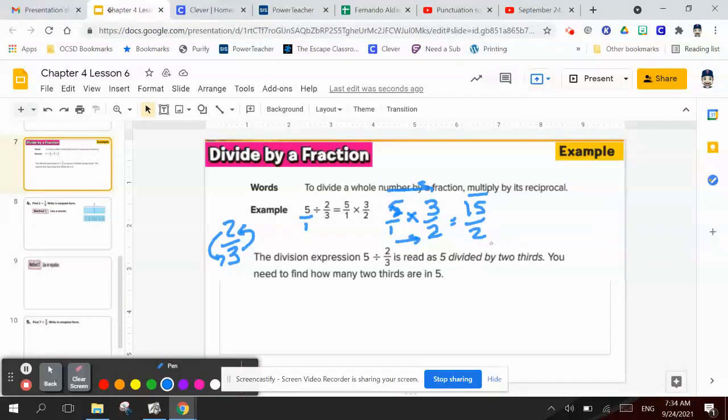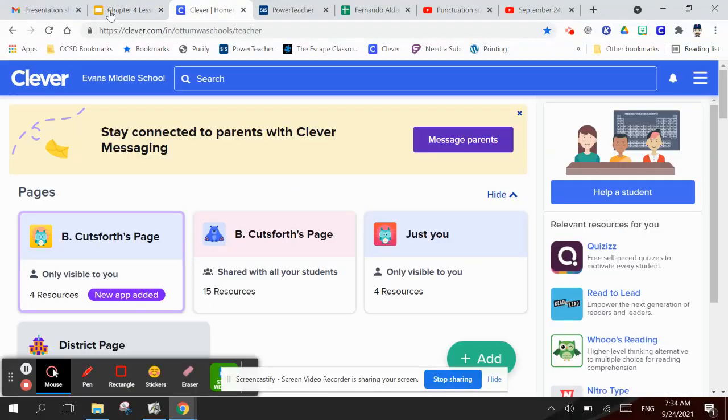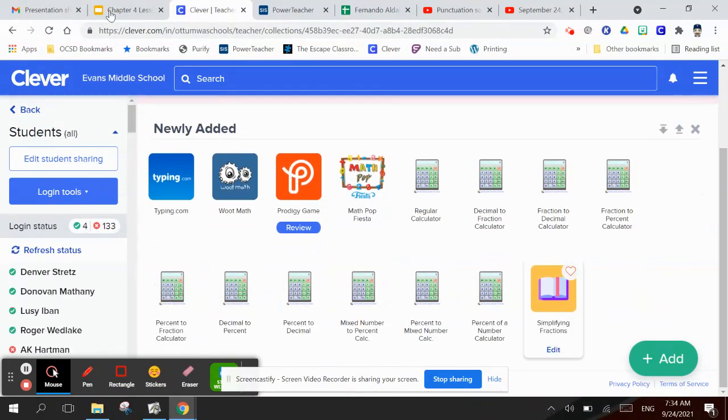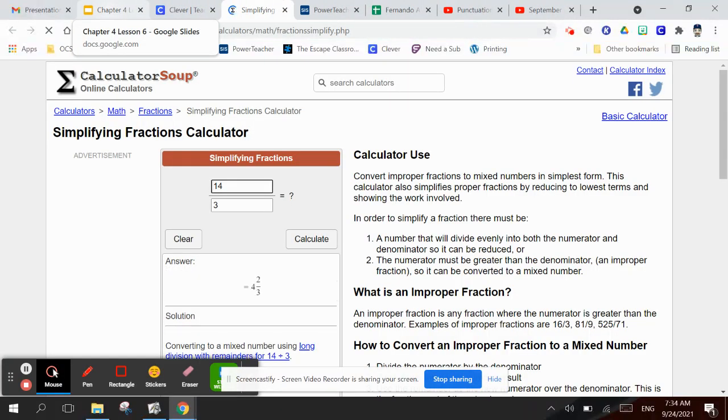Then I have to put that in simplest form, which means I'm going to divide 15 divided by 2. But when I do that, I'm going to get a decimal, and I don't want a decimal here because I'm working with fractions. So I'm going to go to Mr. Cutsforth's Clever page. Here it is. I'm going to look for that big polar bear right here and click on his page. At the very last one is a Simplifying Fractions button. I'm going to click on that.